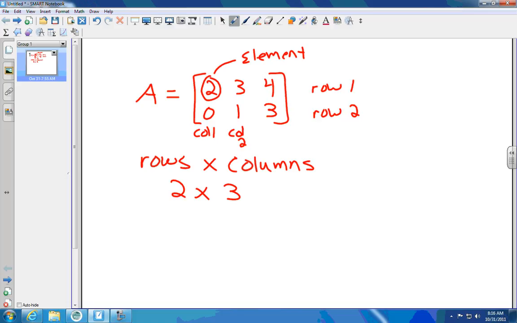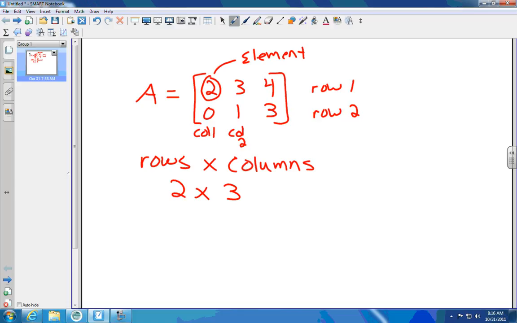I'm going to write them up here. A row matrix just has one row of numbers. Just one row. A column matrix just has one column going up and down. Not more than that. So that's a row matrix and a column matrix. If you see that in your instructions, or if I say that, you just need to know what I'm talking about.